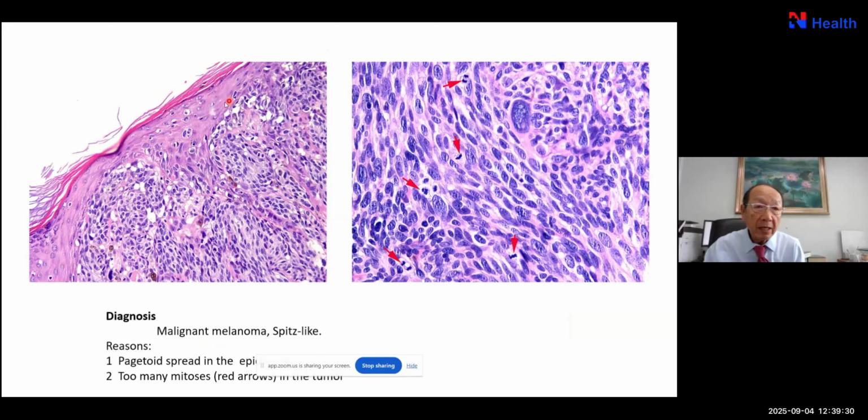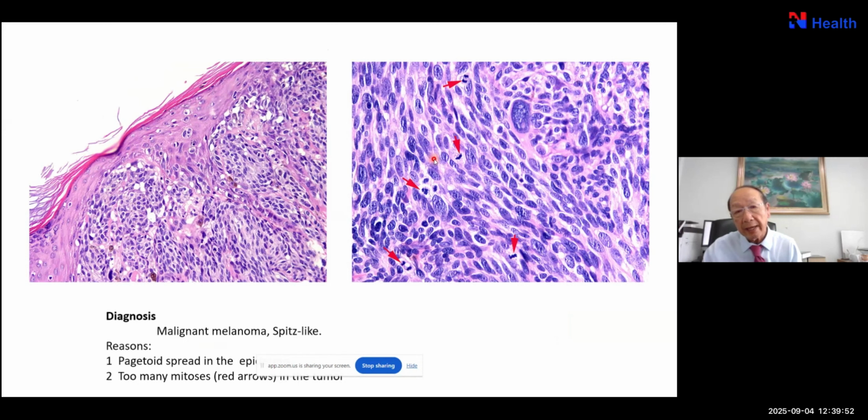and in the epidermis, there is one small area on the slide, the same slide as this one. There's only one section that carries this feature, pagetoid melanocytes in the epidermis. This strongly suggests that this is a melanoma.